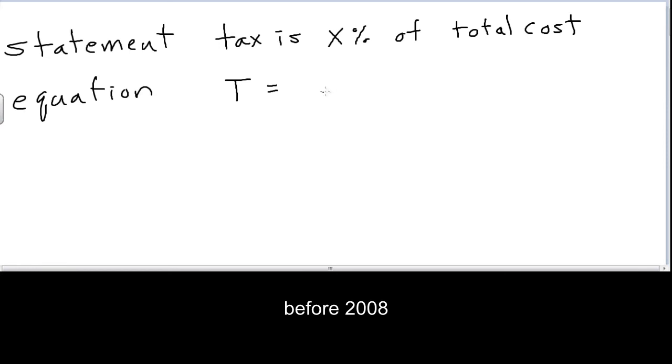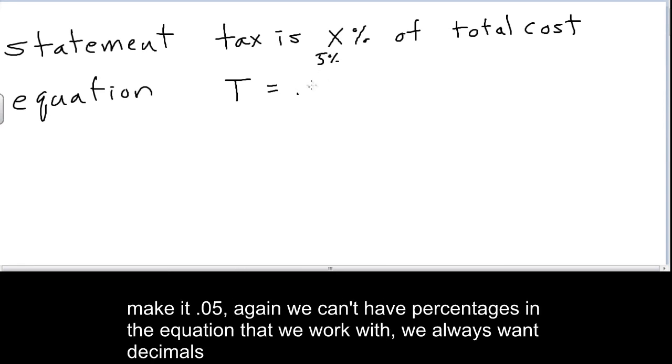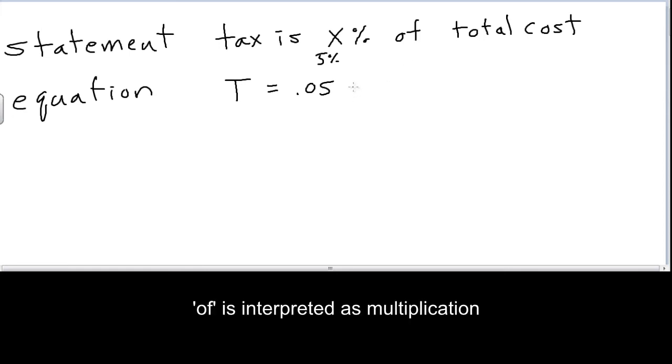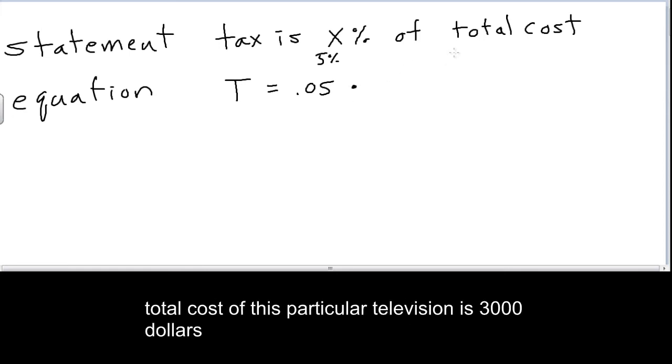Before 2008, it was 5%. So it's a decimal. I'll divide by 100, make it 0.05. Again, we can't have percentages in the equation that we work with. We always want decimals. Of is interpreted as multiplication. Total cost of this particular television is $3,000.